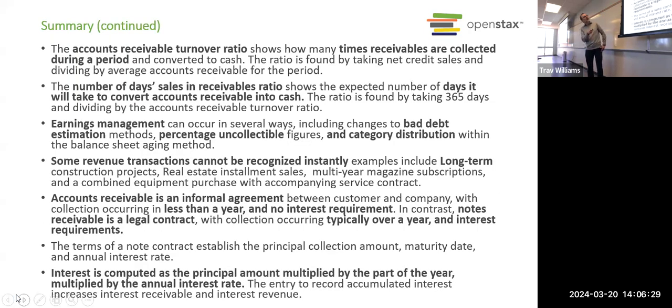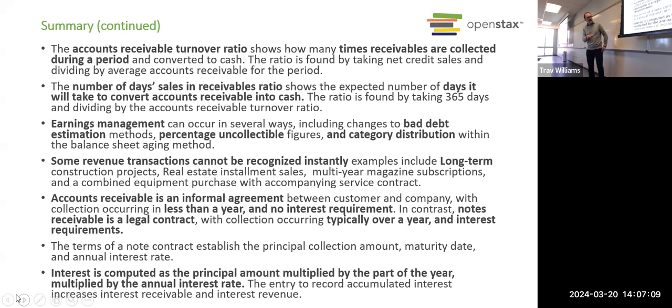We can calculate our AR turnover ratio by dividing our net credit sales by the average accounts receivable. We can then take that AR turnover ratio, divide it into 365 to get our number of days sales in receivables. We want the AR turnover ratio number to be high and number of days sales to be low. We are allowed to choose which of these methods we use to estimate our bad debt. That's called earnings management. Already mentioned there are some long-term exceptions to how we recognize revenue.